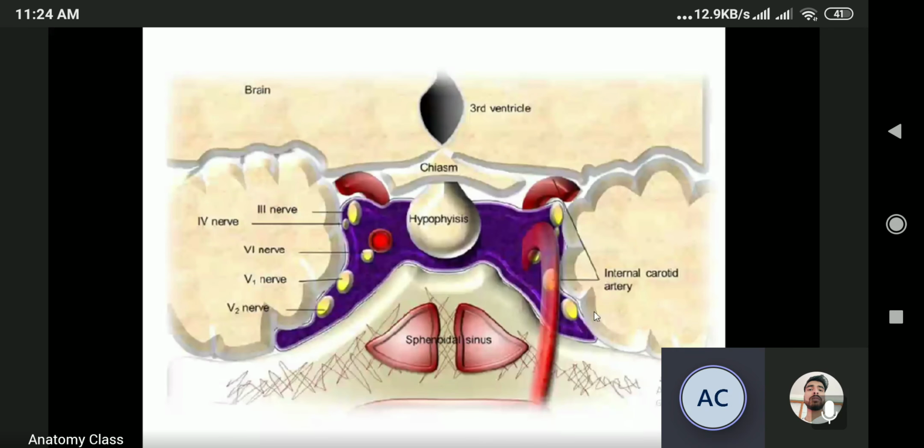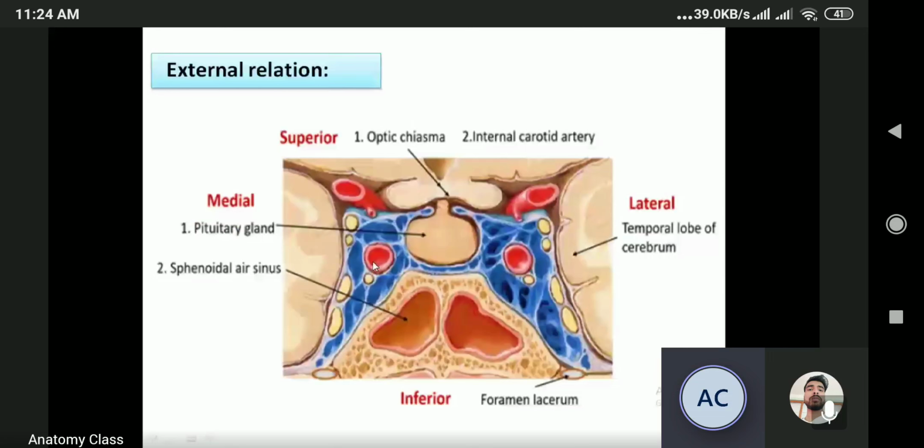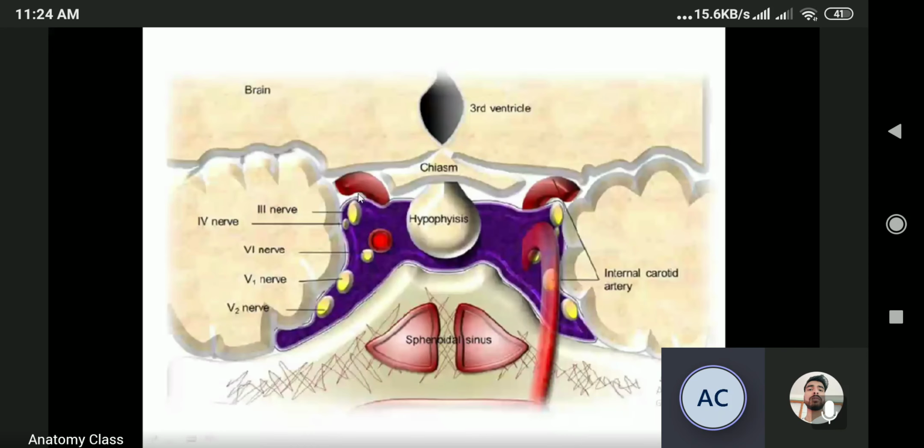Okay, so here once again the same picture, and you must be confused: the internal carotid artery is traversing through the cavernous sinus towards the floor, but then how does it become a superior relation? So see here, this internal carotid artery is actually passing through the base of the skull to the interior of the skull, through the internal carotid canal.